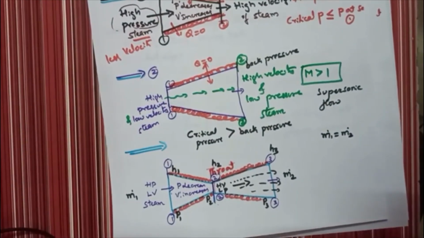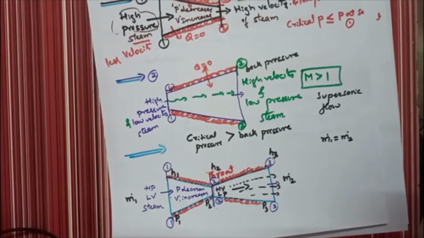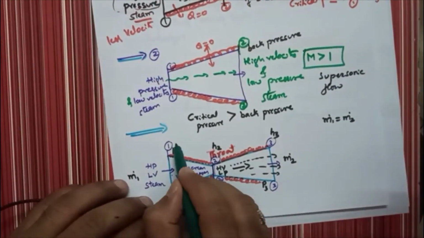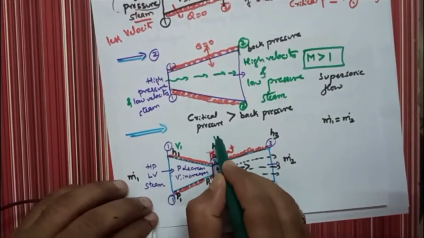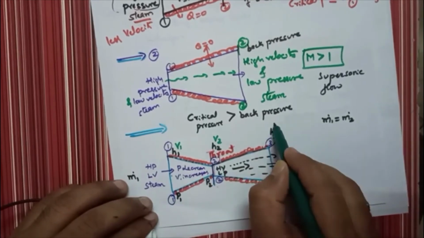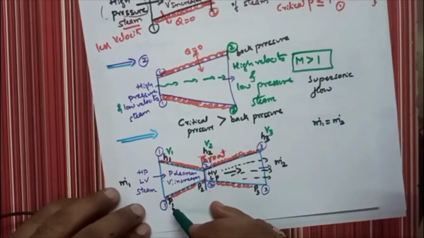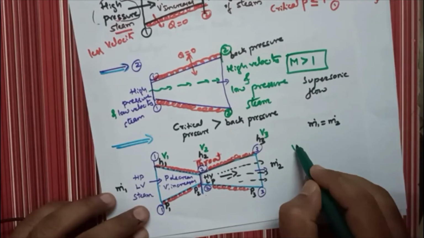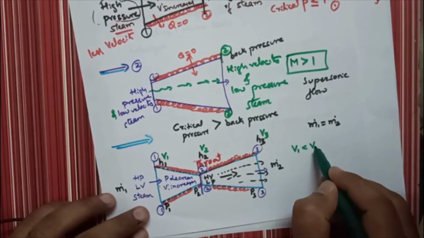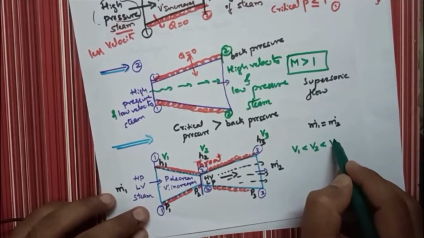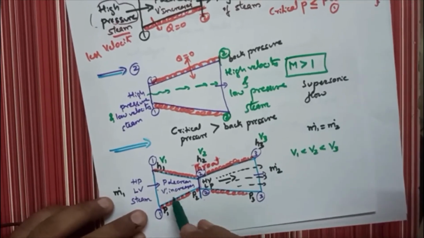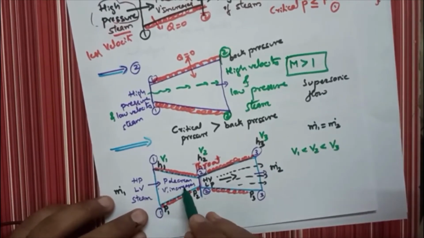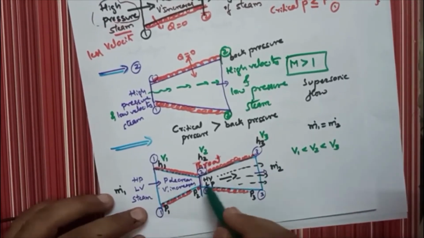Now we will mention the velocity also. At section number 1, velocity is v1, section number 2, velocity is v2, section number 3, velocity is v3. And dear students, what will we write? v1 is less than v2, v2 is less than v3, because the velocity gradually increases from 1 to 3.